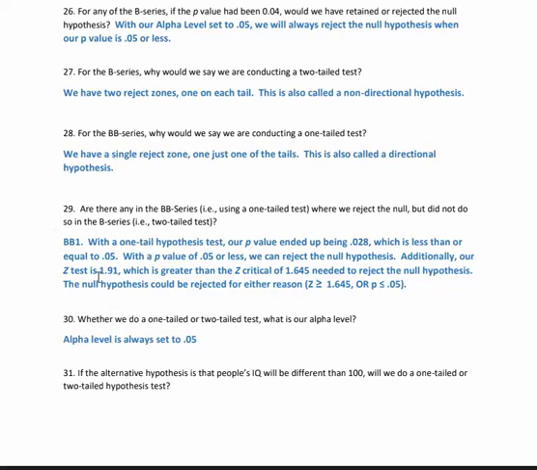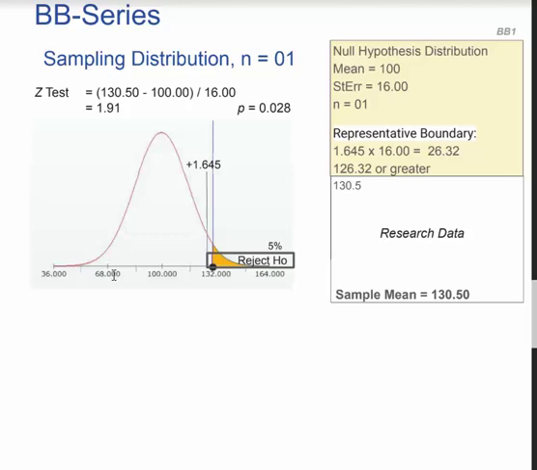Additionally, our z-test is 1.91, which is greater than the z-critical of 1.645 needed to reject the null hypothesis. The null hypothesis could be rejected for either reason, either the z-test being greater than or equal to 1.645 or the p-value being less than or equal to 0.05. So let's take a look at that one.